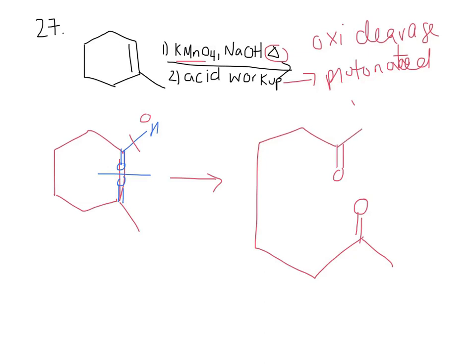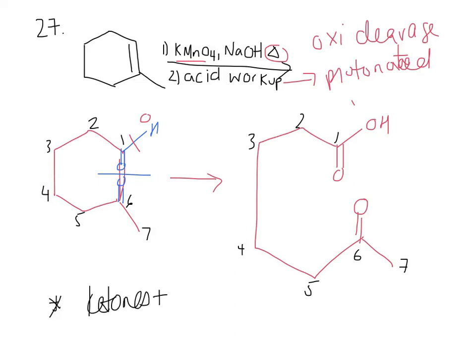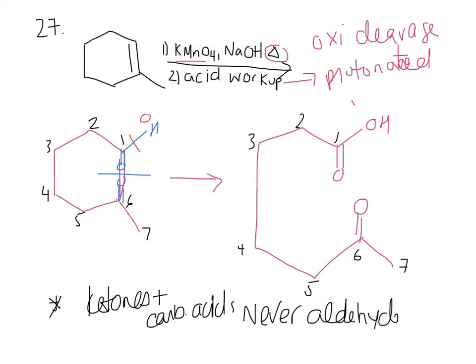but this is no longer an H because we can't get aldehydes, so it's got to be a carboxylic acid. To be sure you did this right, please count your carbons. 1, 2, 3, 4, 5, 6, 7. 1, 2, 3, 4, 5, 6, 7. So that's fine. Once again, if you want to draw it out linear, no problem there. Just make sure you count your carbons so you did it correctly. So this reaction will always give ketones and carboxylic acids, but never will give aldehydes because we break those bonds. So aldehydes are not possible with this one.